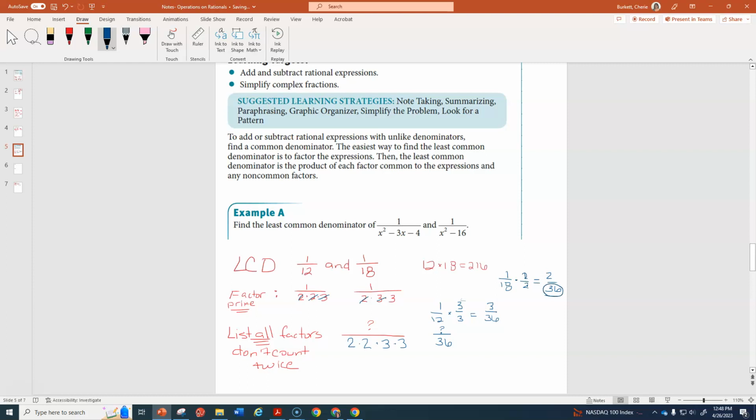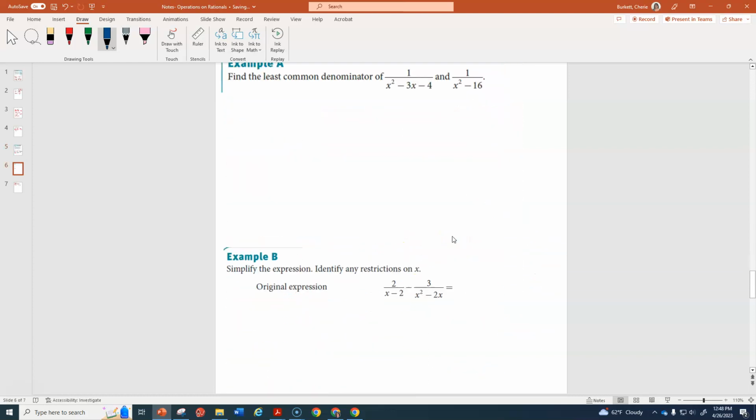Now you see that I have a common denominator of 36 for each fraction. And then depending on whether I was adding or subtracting them, I would work with the numerators, but I'm not. The least common denominator is found by making a list of all the factors that are present in the prime factorization. Okay, so now let's look at this one that's more complicated.